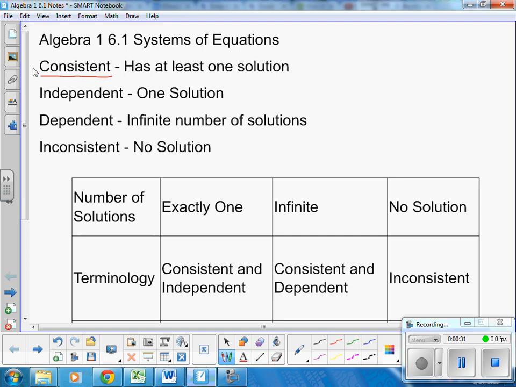Consistent is going to go with independent and dependent. If something is independent, it has one solution, so it will be consistent. If something is dependent, it will also be consistent because it has an infinite number of solutions. Inconsistent is where we have no solution.